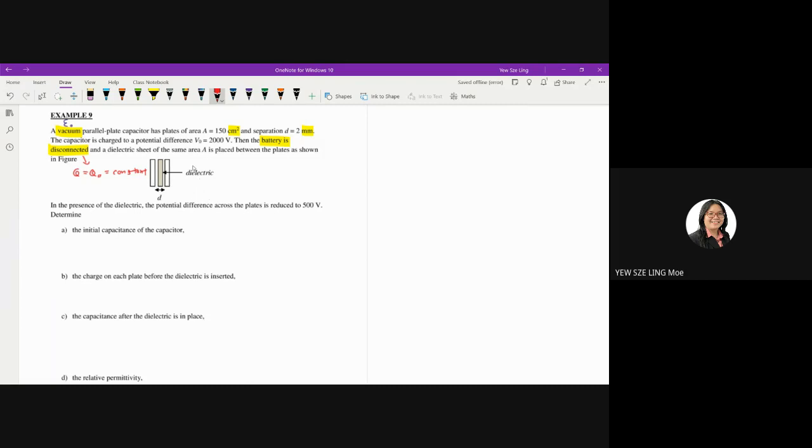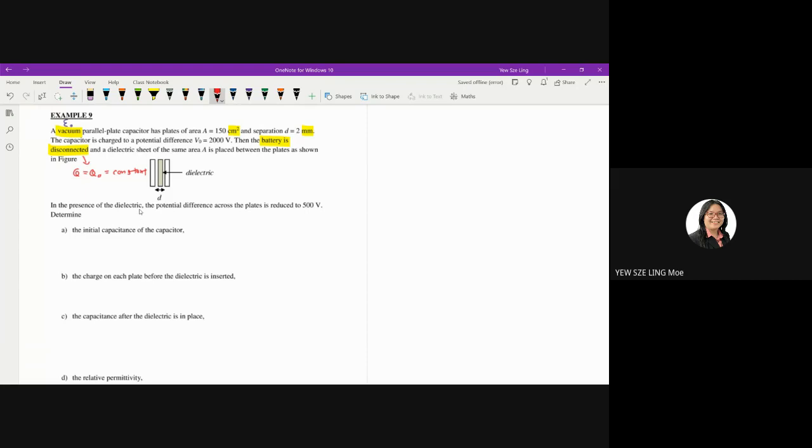It tells you the initial conditions, and then after that, with or without battery. The question will tell you either the battery is connected and you insert a dielectric, or the battery is disconnected and then you insert a dielectric. So when it comes to questions with a dielectric, you look for the keywords, to see whether there is a battery or not.